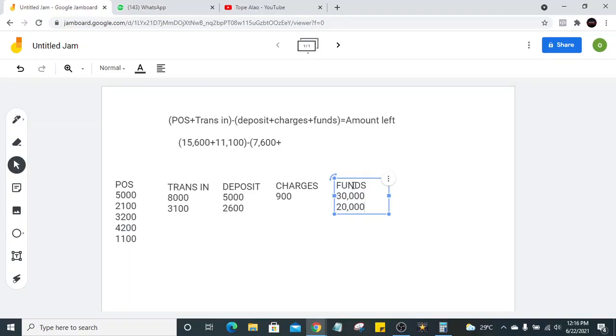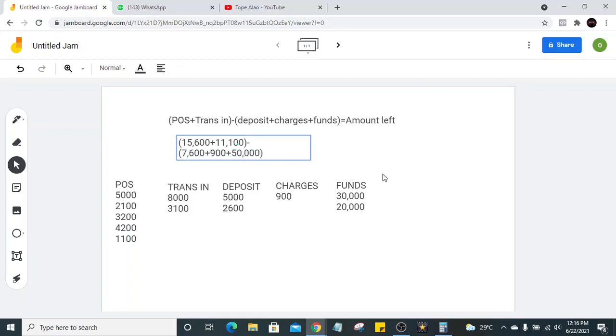I'm just trying to make these values very small so that you can understand and follow through. So you withdrew another 20,000, so the total funds will now be 50,000. We've not added the charges to this column. You're supposed to put the charges, that's 900, then you add that to the funds. The funds is the cash you brought at first, then the other cash. You add the two together, that's 50,000 naira.